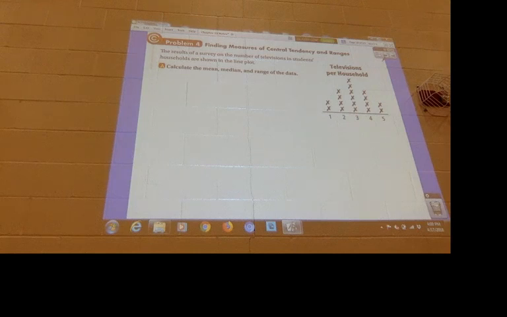What did they give me my data in this time? The line plot. They want me to find the mean, median, and range from this data. For the median, what does median mean? Middle. I essentially need these listed in order from least to greatest, so I'm going to go ahead and do that. I have a one, how many twos do I have? I have 4 twos. How many threes do I have? 6.